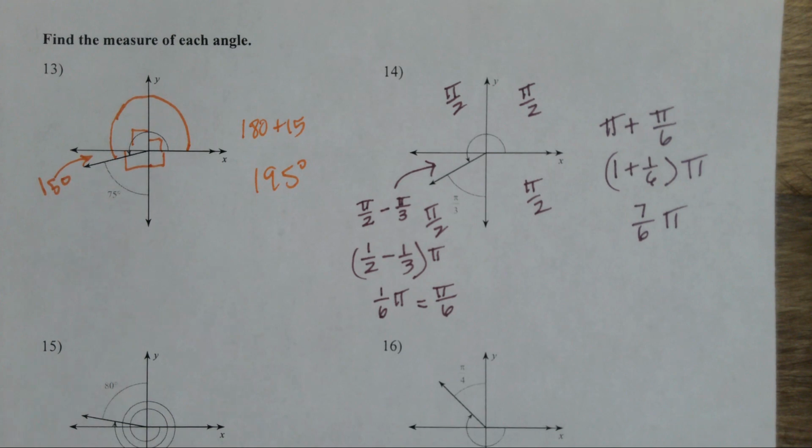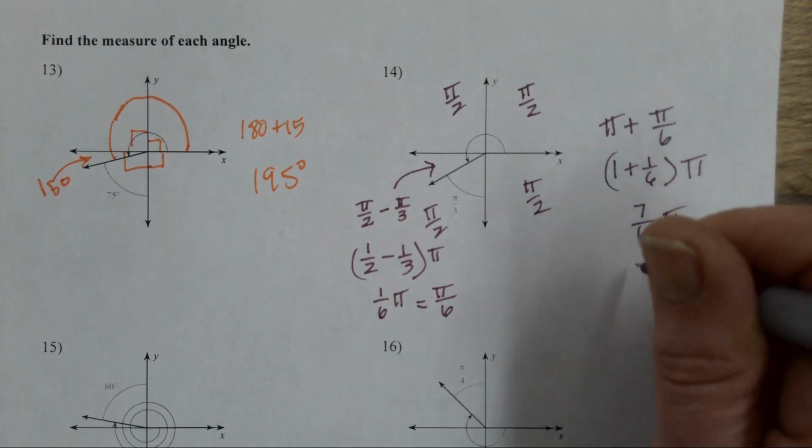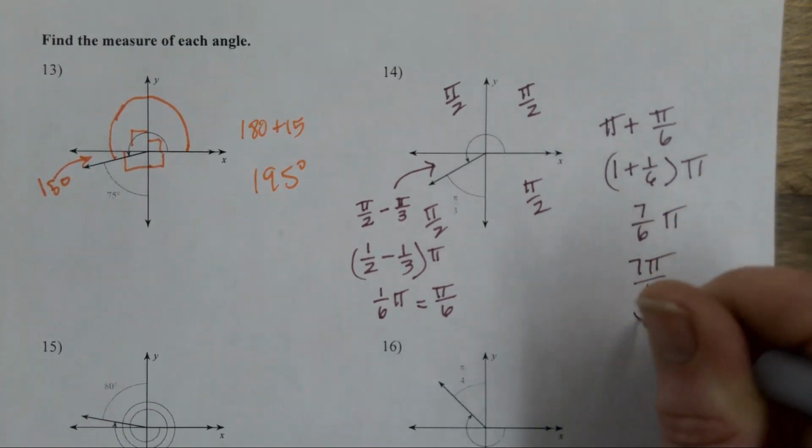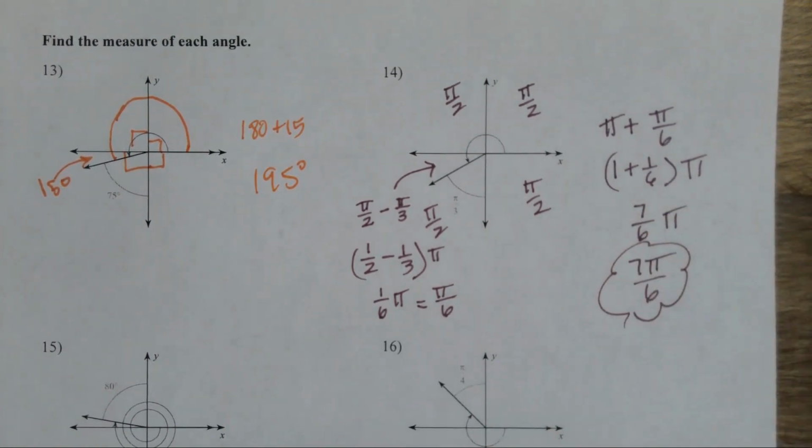And I'm taking it really slow right now. We'll get much quicker at this, but I just want to make sure you see what's going on. Or 7 pi over 6. Final answer.